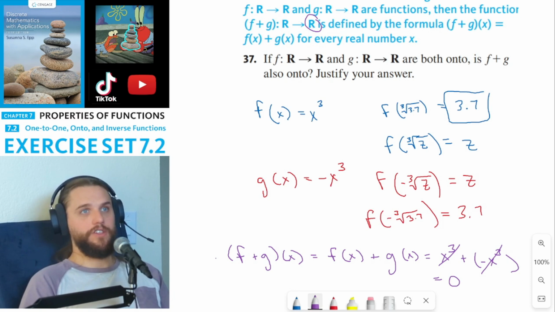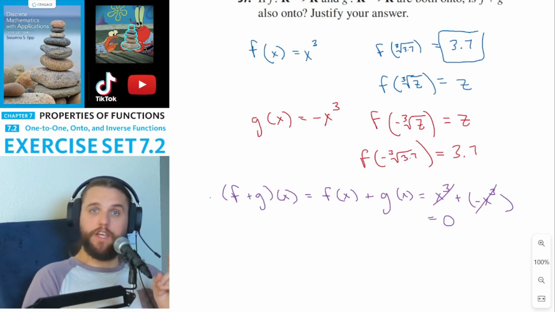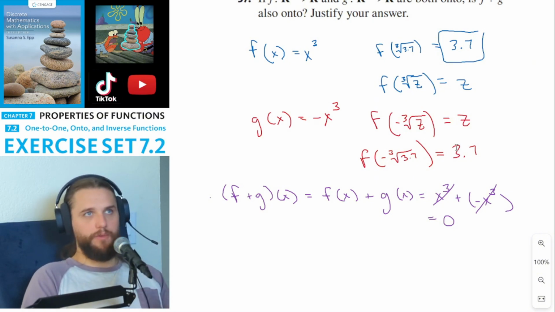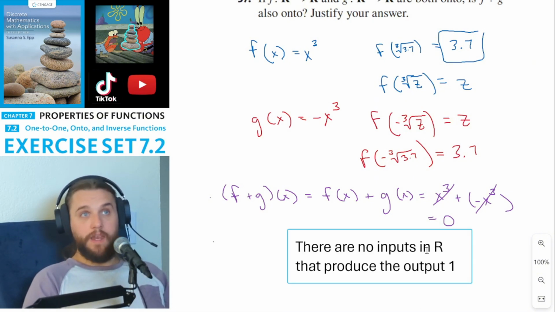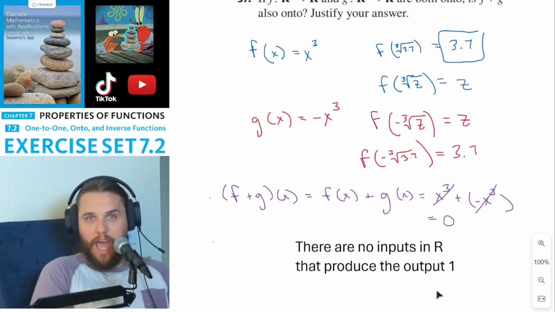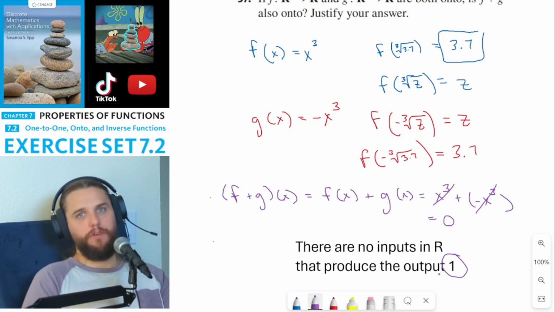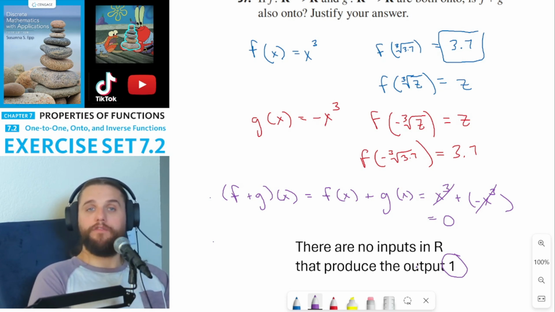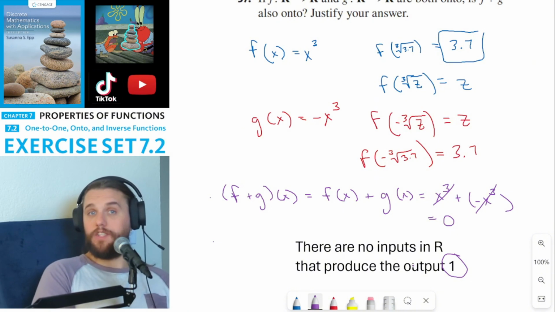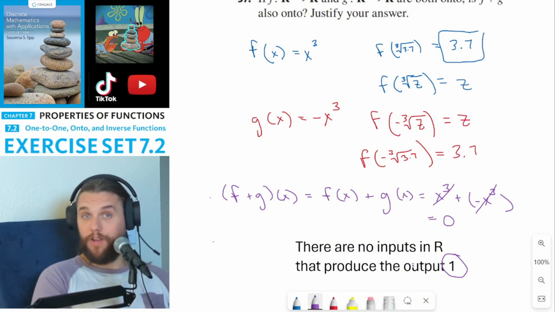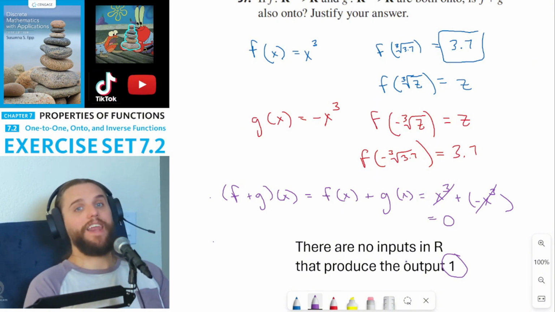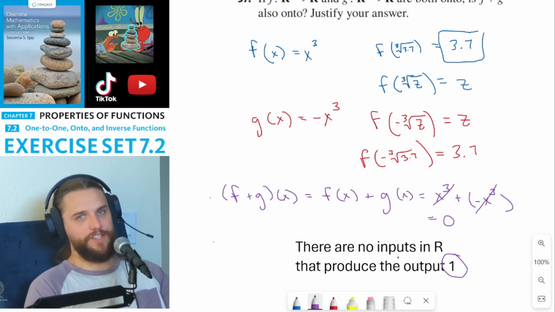We no longer have an onto function. To prove that a function is not onto, you need a specific counterexample. So we can say there are no inputs in R that produce the output 1. There's no way we get the output 1 specifically. But notice here I'm providing a specific counterexample. It's always easy to prove that a function is not onto, and it's also easy to prove that a function is not one-to-one. But you still need to provide a counterexample as to why it's not onto or why it's not one-to-one.